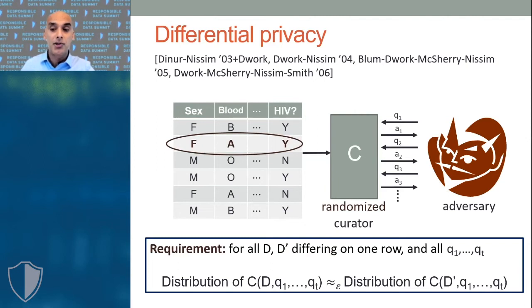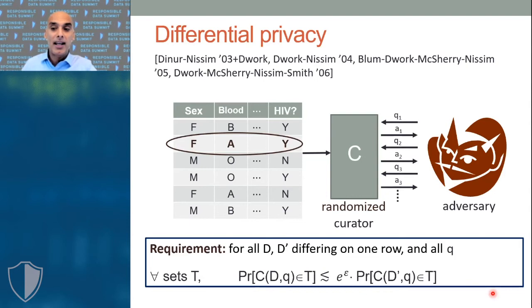How close these distributions are is given by the privacy loss parameter epsilon. The smaller epsilon is, the harder it is for the adversary to detect the effect of any one individual, and thus the greater the level of privacy protection. The particular way in which the closeness is measured is shown here, a multiplicative relationship between the probability distributions given by a factor e to the epsilon. And it's important at a technical level for differential privacy, but it won't be necessary for understanding the rest of this talk.